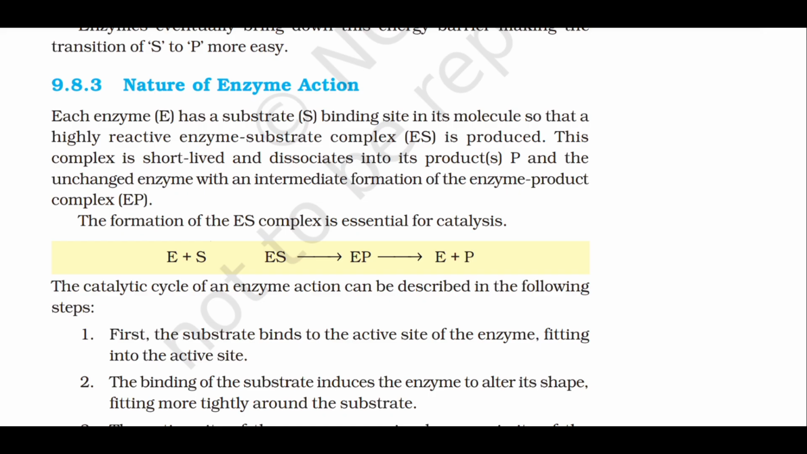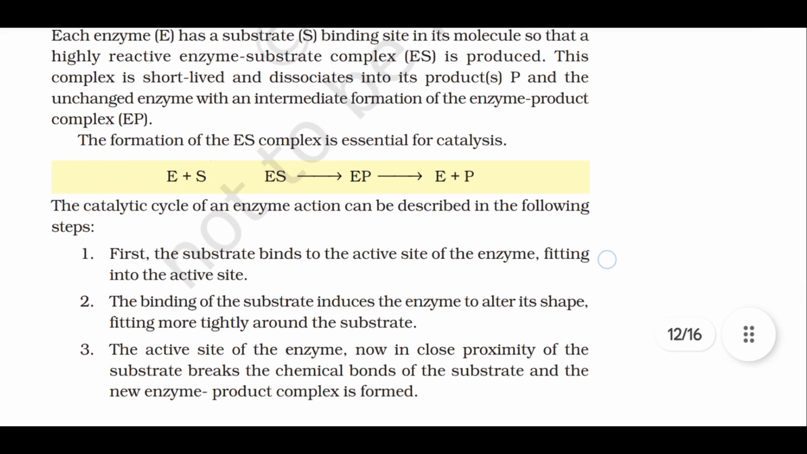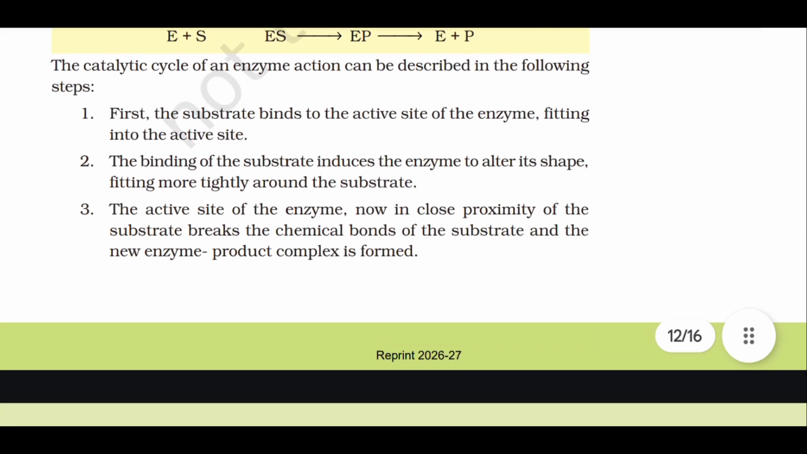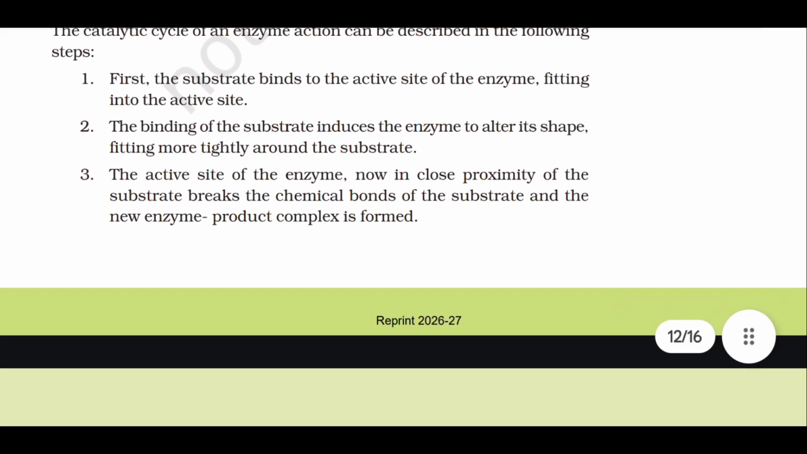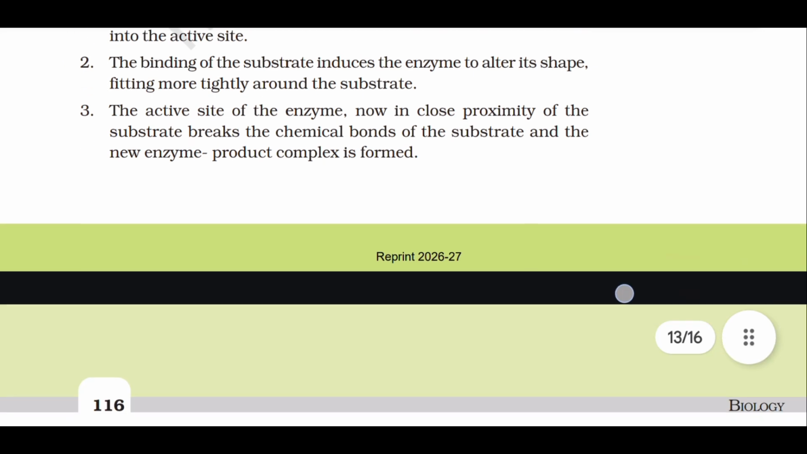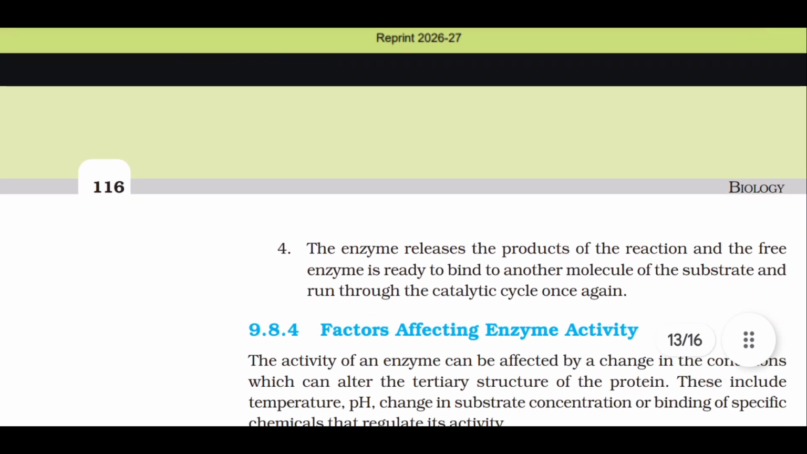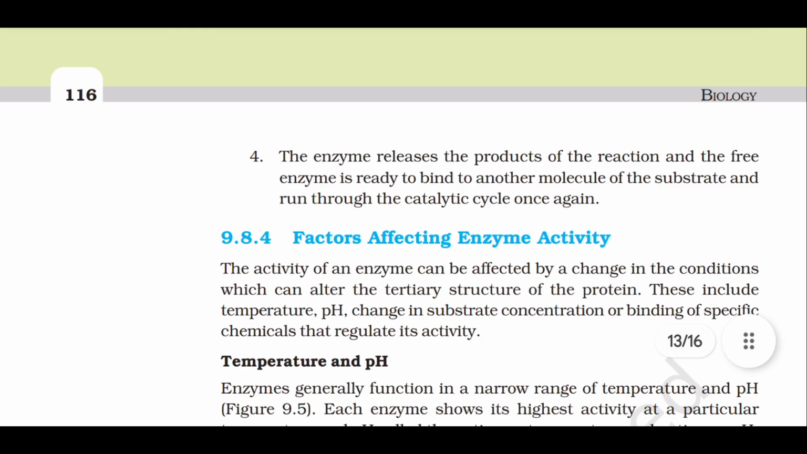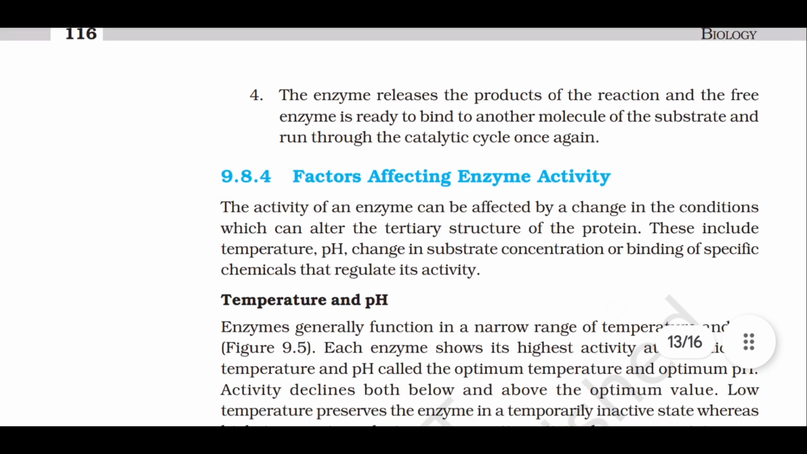The catalytic cycle of an enzyme action can be described in the following steps. Number 1. First, the substrate binds to the active site of the enzyme, fitting into the active site. Number 2. The binding of the substrate induces the enzyme to alter its shape, fitting more tightly around the substrate. Number 3. The active site of the enzyme, now in close proximity of the substrate, breaks the chemical bond of the substrate and the new enzyme product complex is formed. Number 4. The enzyme releases the product of the reaction and the free enzyme is ready to bind to another molecule of the substrate and run through the catalytic cycle once again.